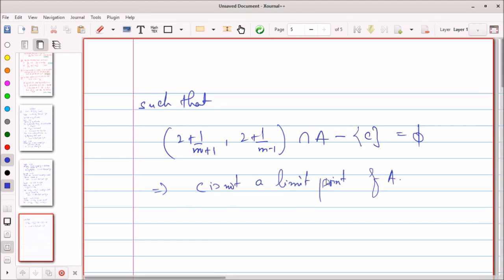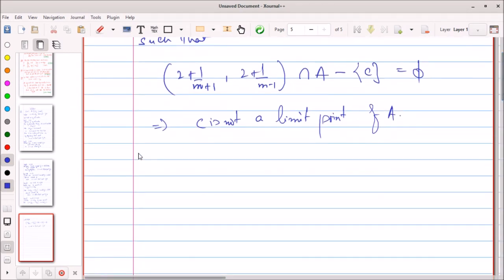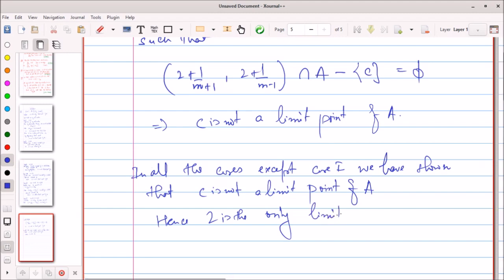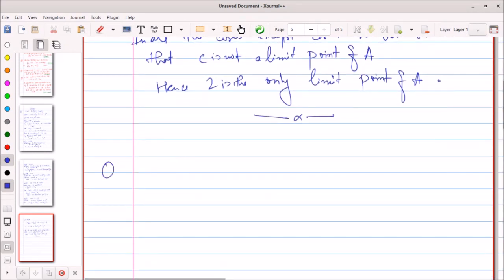So in all the cases except c equal to 2, that is, except case 1, we have shown that c is not a limit point of A. Hence, 2 is the only limit point of A. So this proves question number 1. Now let us see what is question number 2.